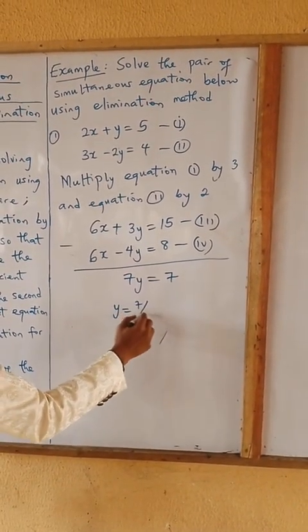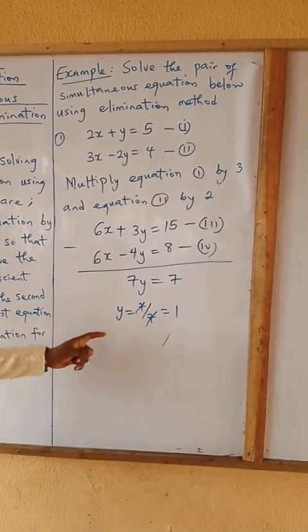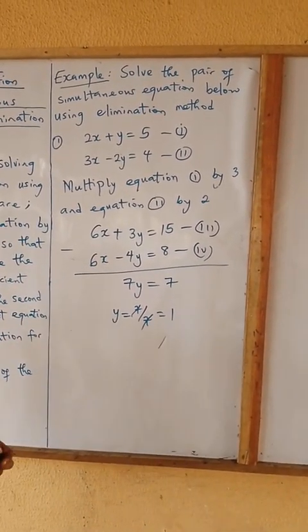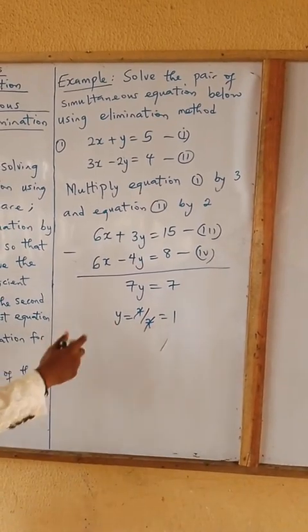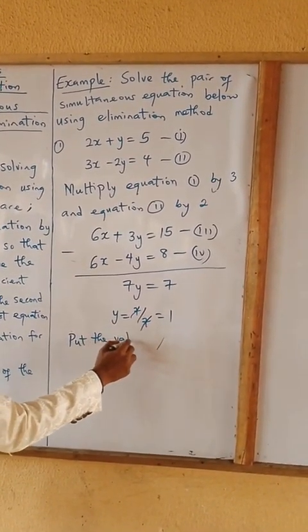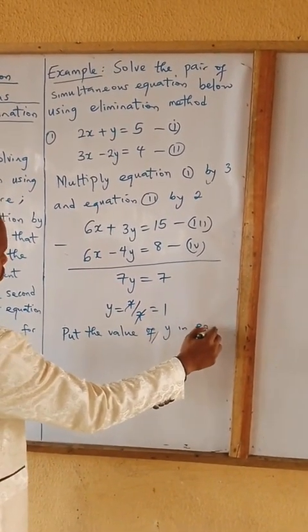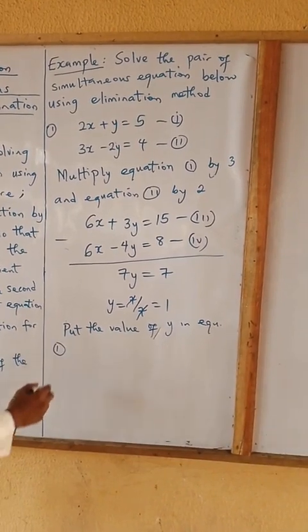y will be 7 divided by 7, which will give us 1. Now, one of the unknown variables is 1. So that means it has become a known variable. The value of y is 1. So put the value of y in equation 1 or equation 2.